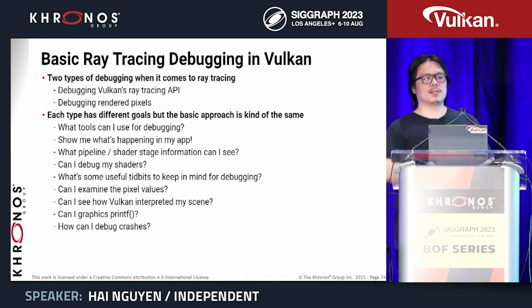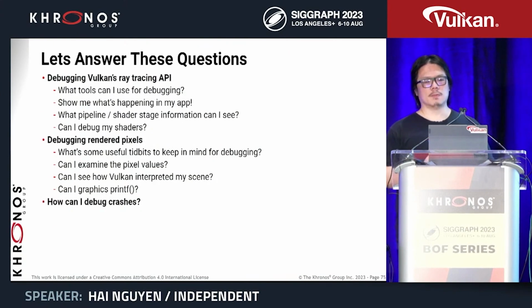Like normal graphics, we can categorize ray tracing debugging into 2 areas. The first one is debugging the API, and the second one is debugging rendered pixels. And while each of these is vastly different, you kind of approach them in the same way at a basic level. So you might be wondering some of these things.